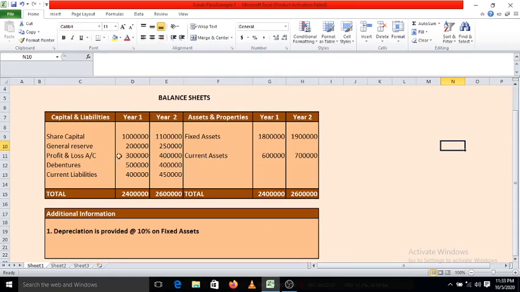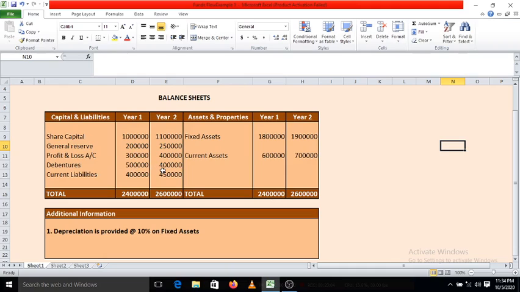Next item on balance sheet, general reserve, which we have considered in funds from operation. Then profit and loss account, that also we have considered in funds from operation. No consideration separately in fund flow statement. Now debentures. Check out debentures in the first year is rupees 5 lakhs. Second year it is 4 lakhs. It means debenture has reduced by rupees 1 lakh.